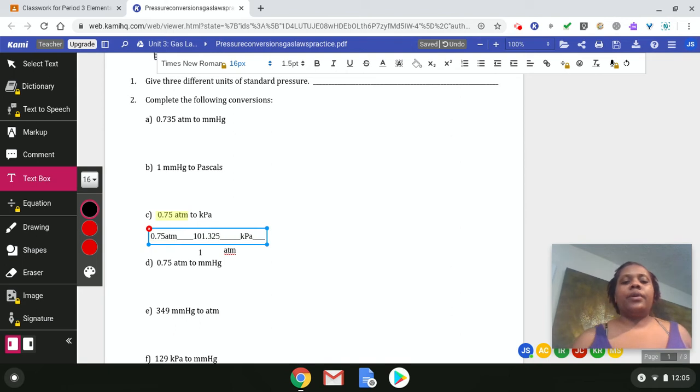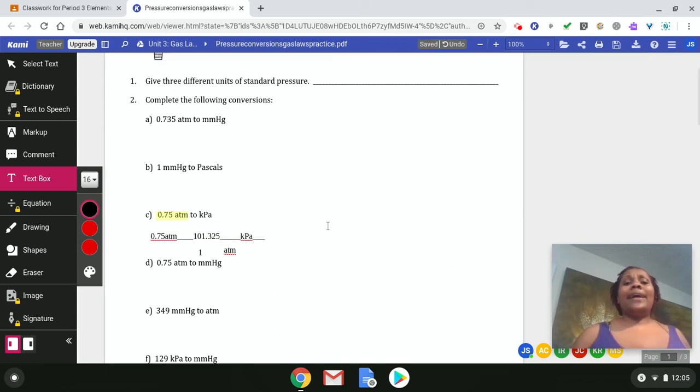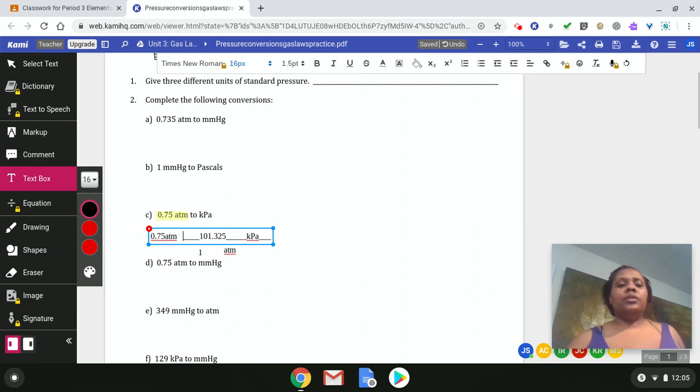101.325. Okay? So my conversion is now set up. What do I have to do? Well, we know the rules of doing dimensional analysis problems. We take our given, we multiply it times the number at the top, and we divide it by the number at the bottom. So let's do that now.